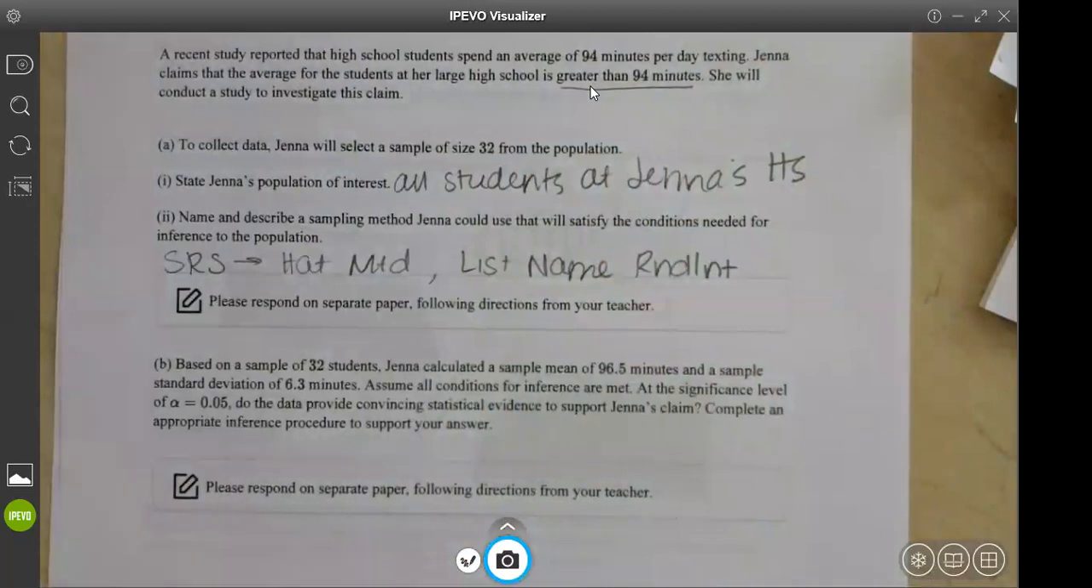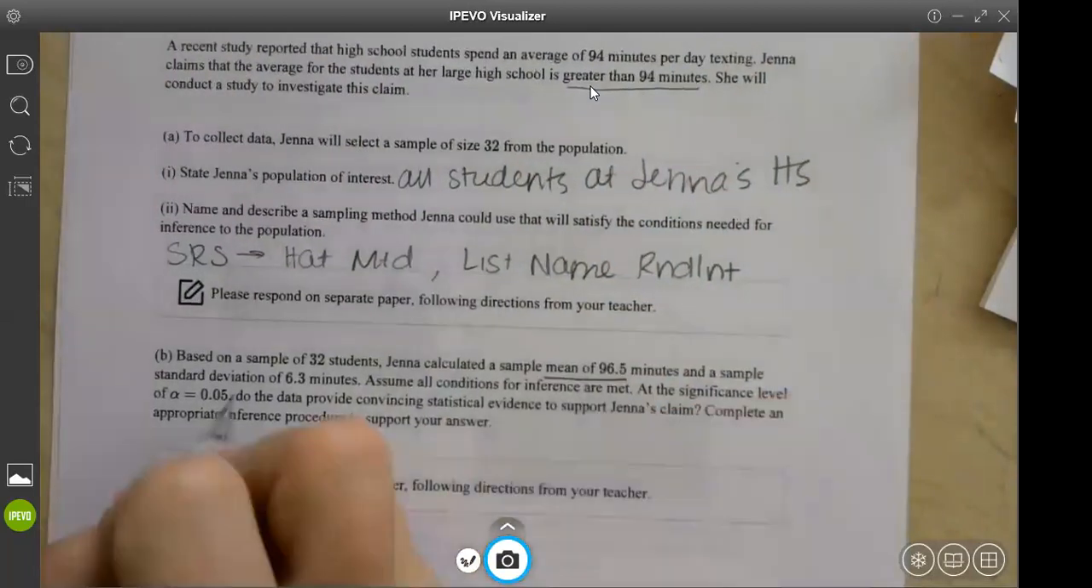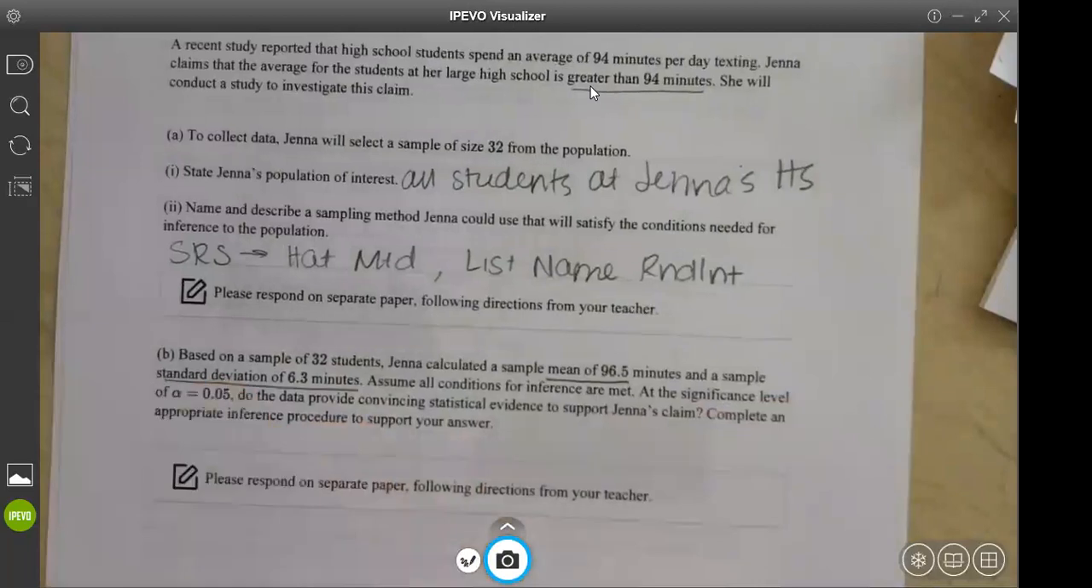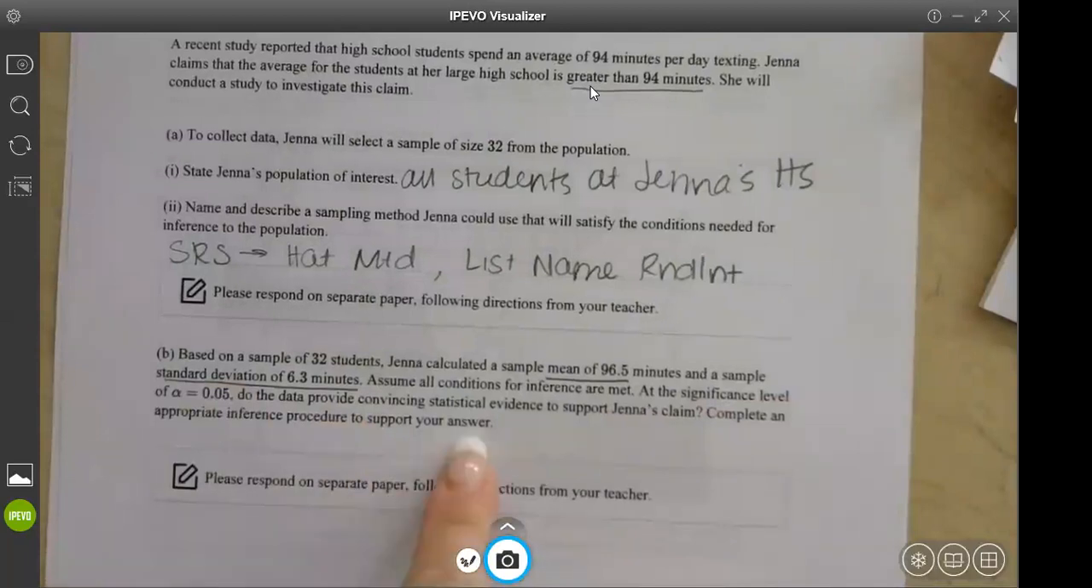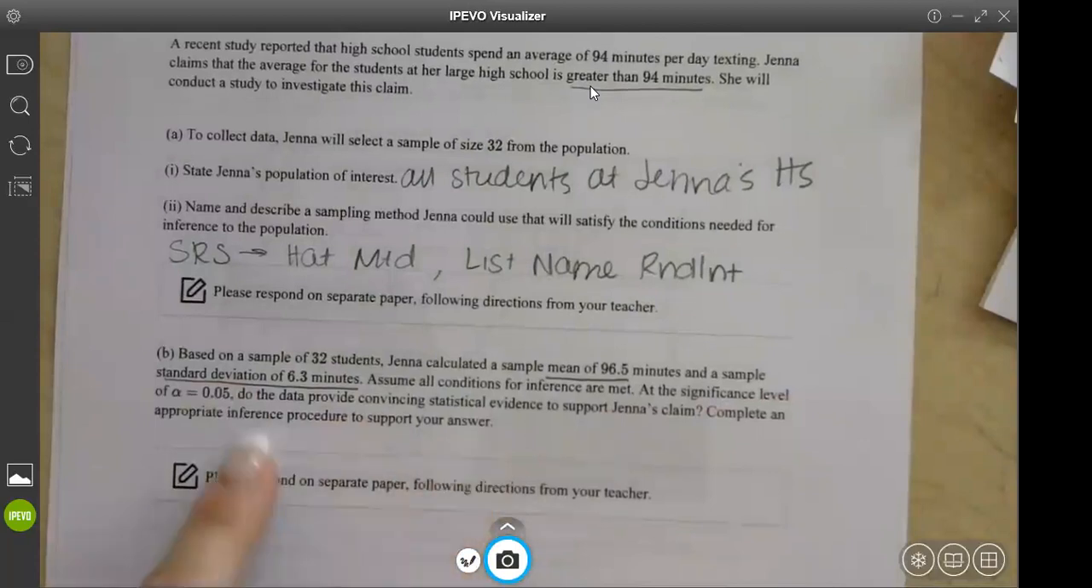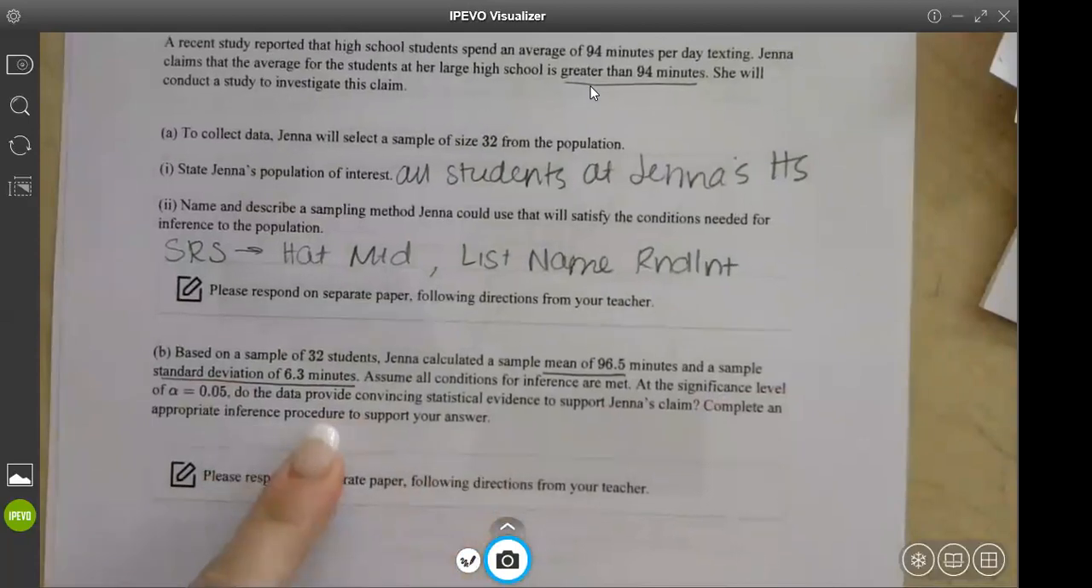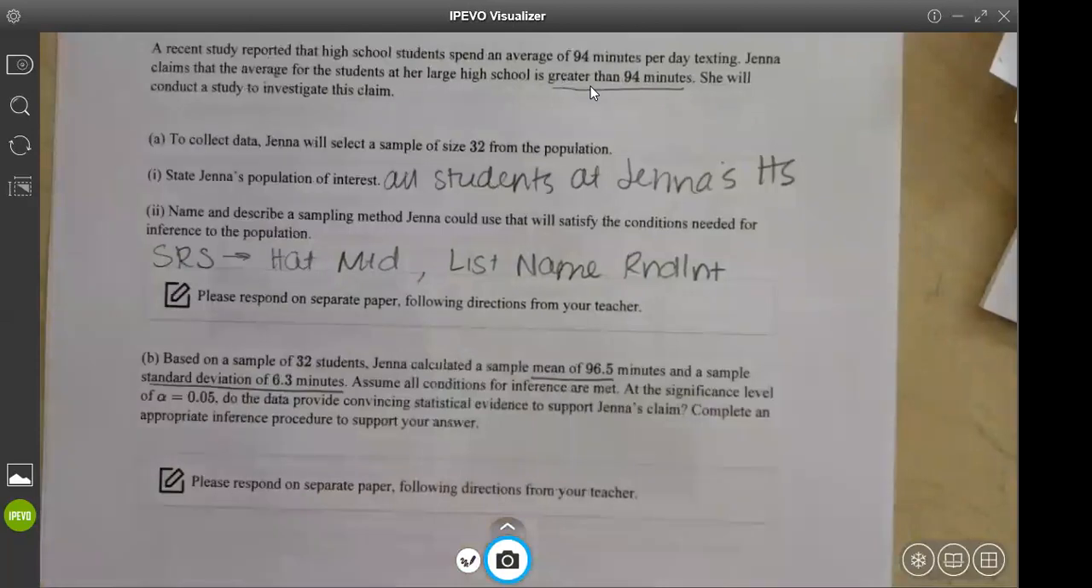Okay. All right. Based on the sample of 32 students, Jenna calculated a sample mean of 96.5 minutes and a sample standard deviation of 6.3 minutes. Assume all conditions for inference are met. See how real nice they are? If they ask you to do conditions, it's in one of its own questions, but if they're doing a full one, you don't have to. But what do we got to remember to put in here? If they ask you to do an appropriate inference procedure, your hypotheses, make sure you add those all the time. So you just skip that second step, the plan.